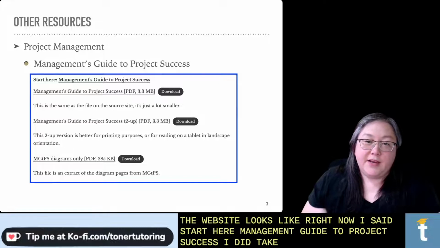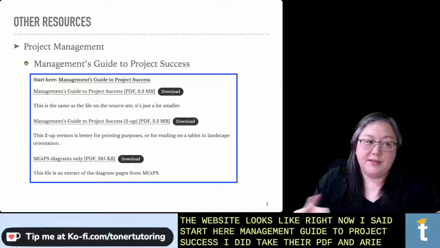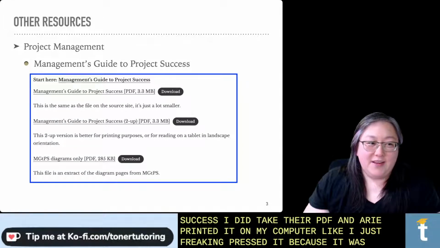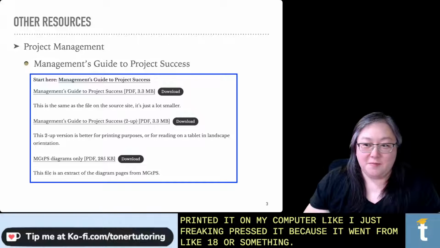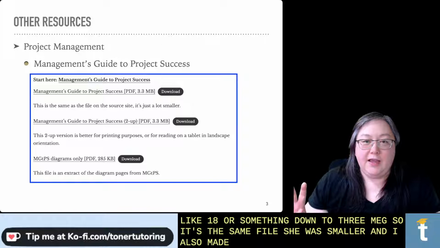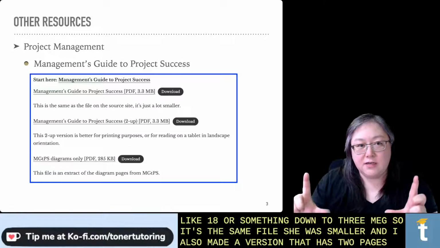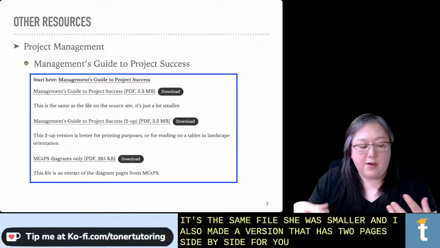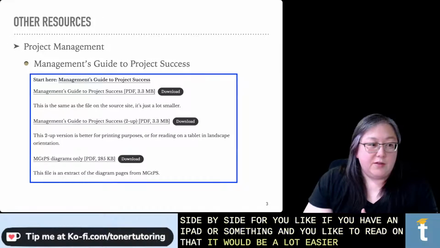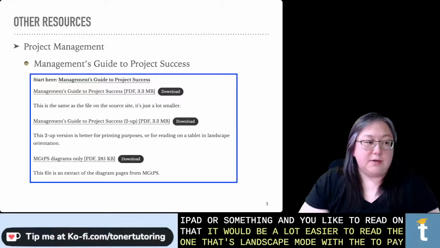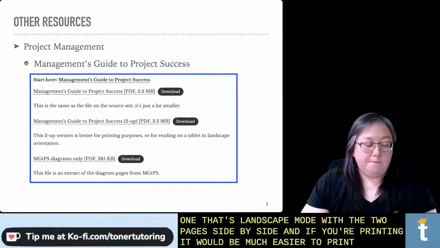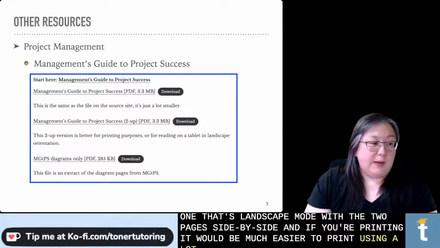I did take their PDF and I reprinted it on my computer. Like I just recompressed it because it went from like 18 meg or something down to 3 meg. So it's the same file, it's just smaller. And I also made a version that has 2 pages side by side for you. Like if you have an iPad or something and you like to read on that, it would be a lot easier to read the one that's landscape mode with the 2 pages side by side. And if you're printing, it would be much easier to print using a lot less paper.